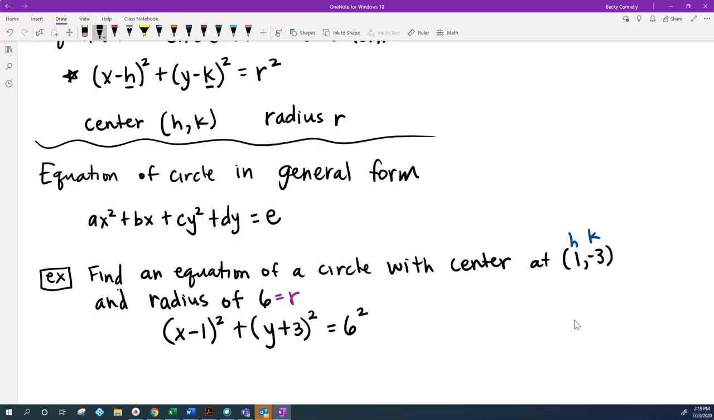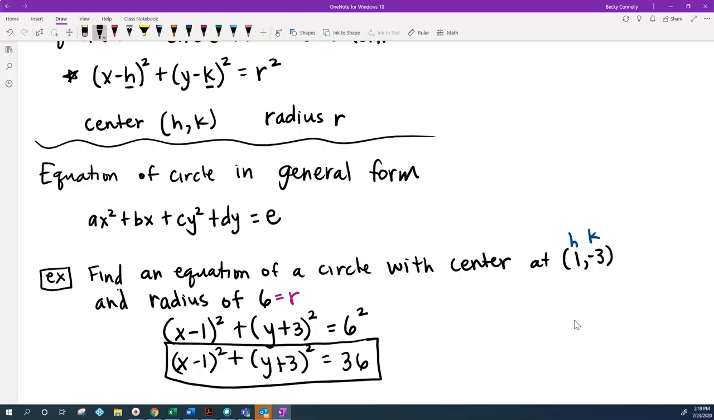Right? And so then make sure, you know, we need to square that 6. And if there was anything else that needed to be simplified there, make sure you do any of that simplification. And so that would be your answer. And it's not wrong to leave it as 6 squared.